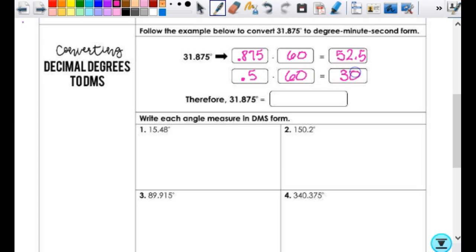30. Because doesn't that just mean like half a minute? It's 30 seconds, right? So this is how you break it up. So what that means here is then that we have 31 degrees, and then this 52 minutes and 30 seconds. They are the same measurement. It's just notated different ways, okay?